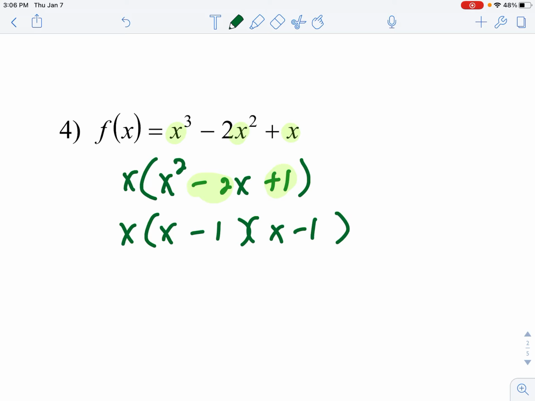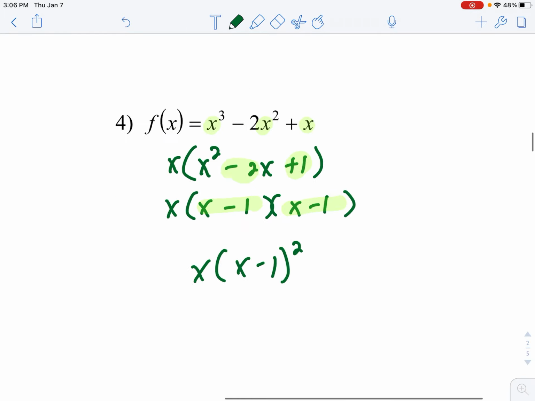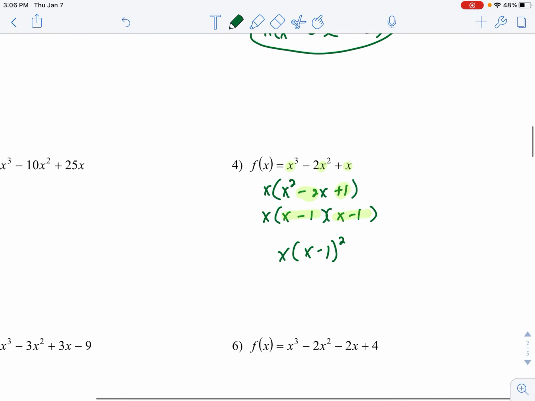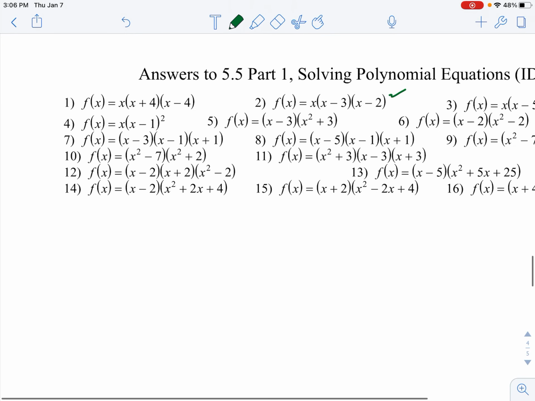So we get x times x minus 1 times x minus 1, and because these two factors are the same, the answer key is probably going to have it written this way, where they're combined like that. So let's go down and check number 4. And there it is right there.